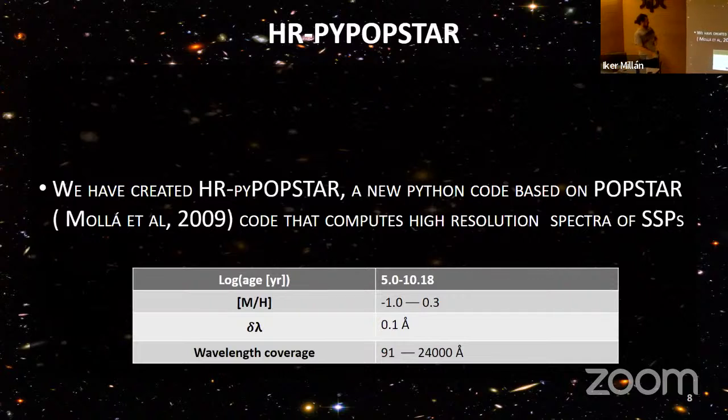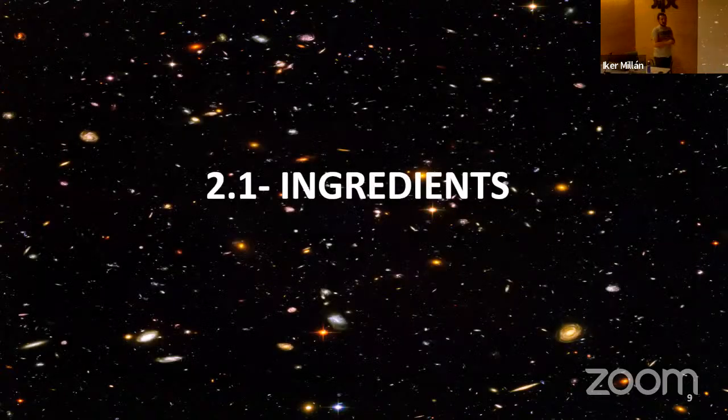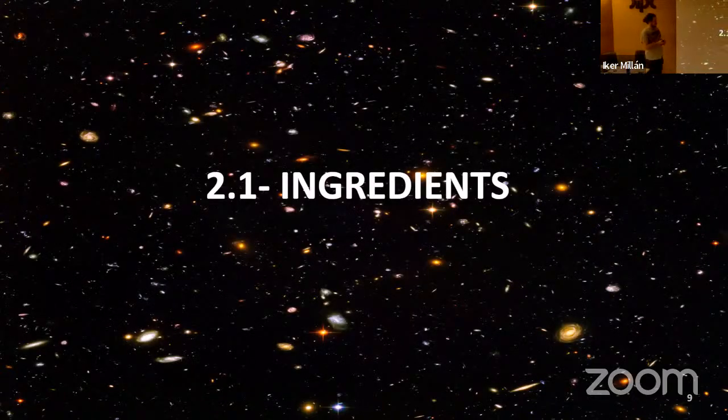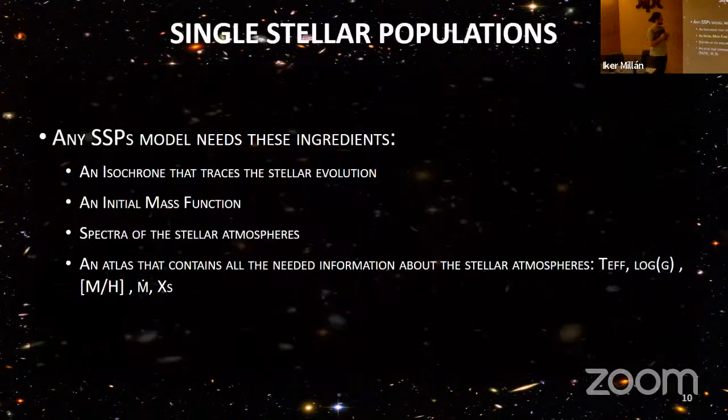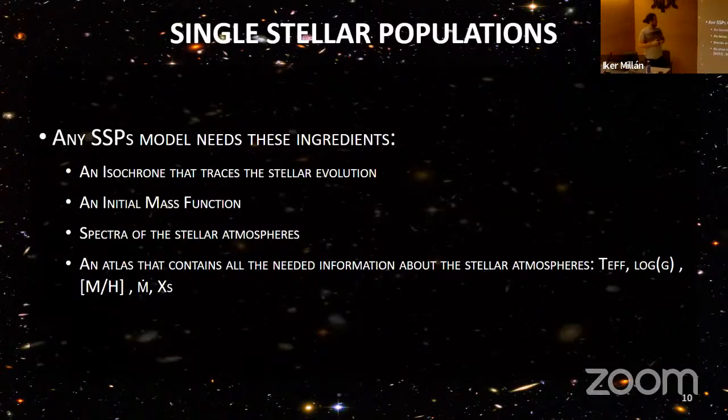So we have from 91 angstroms, which is the very far ultraviolet or high X-rays, to 24,000 angstroms, which is 2.4 microns, the near infrared, with a good spectral resolution of 0.1 angstroms per pixel. So how have we done that? We need some ingredients. Any model needs these ingredients.